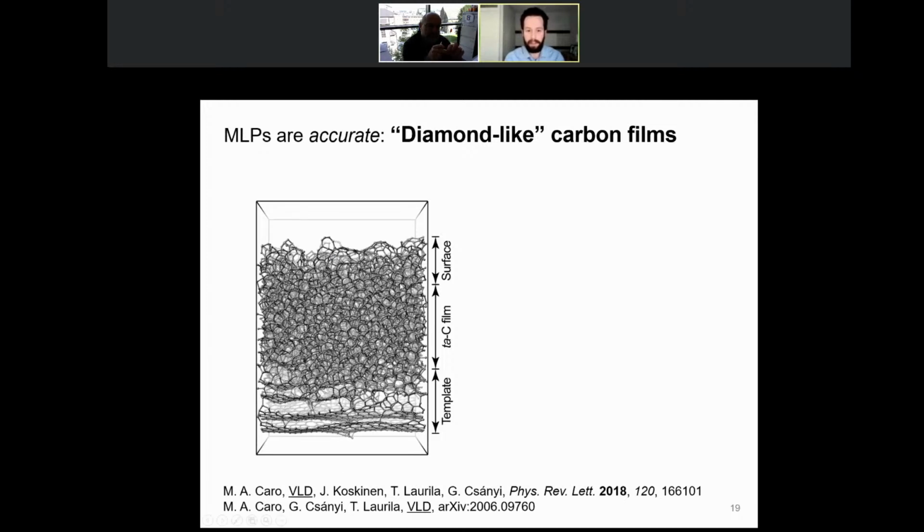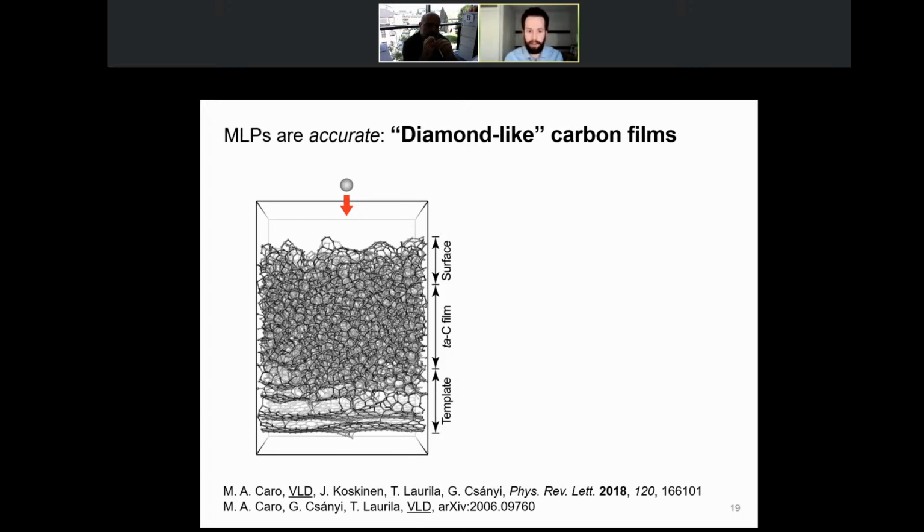You take a surface and you shoot atoms at this surface one by one. And this is what we've done in ML-driven simulations. This is work that was done by Miguel Caro at Aalto University, who's now one of my most long-term and most productive collaborators. He's basically taken the potential and thrown atoms at a surface.